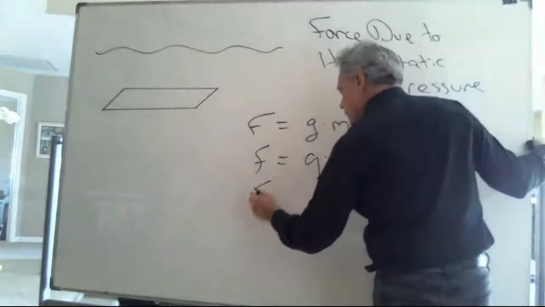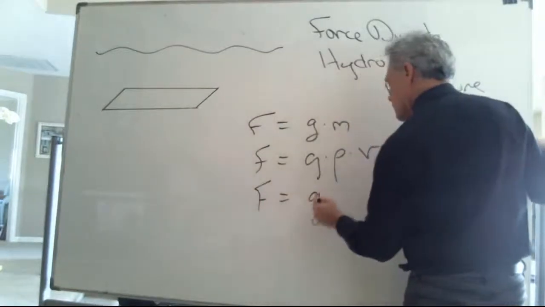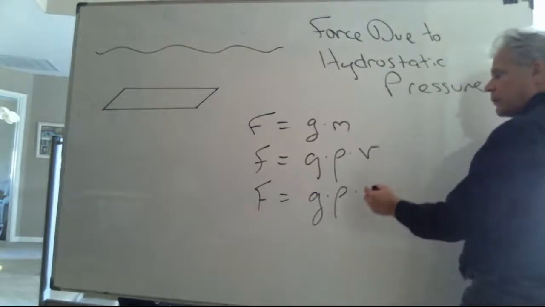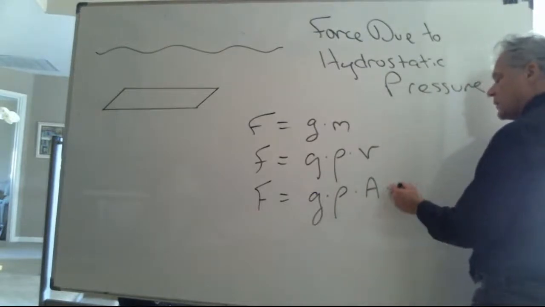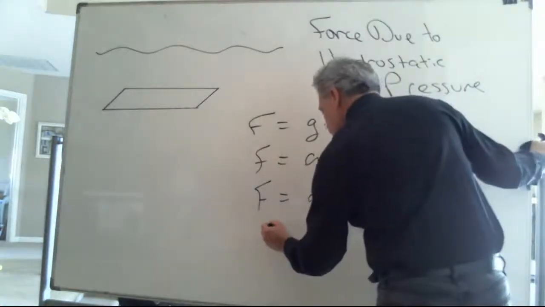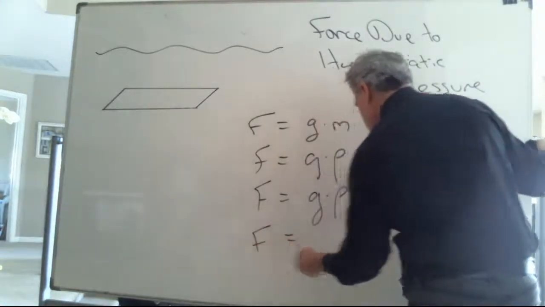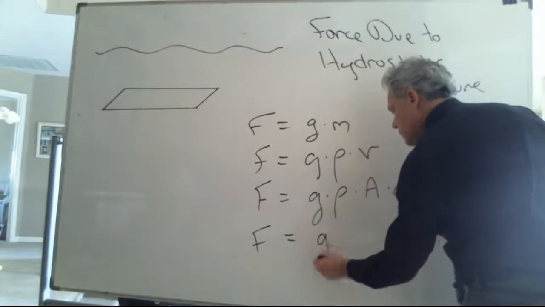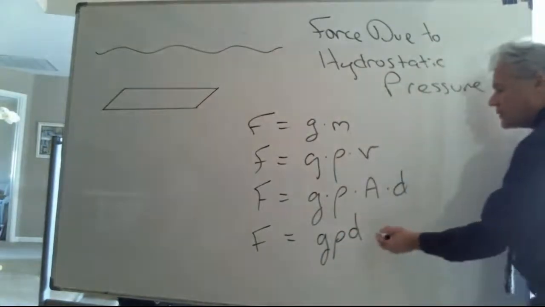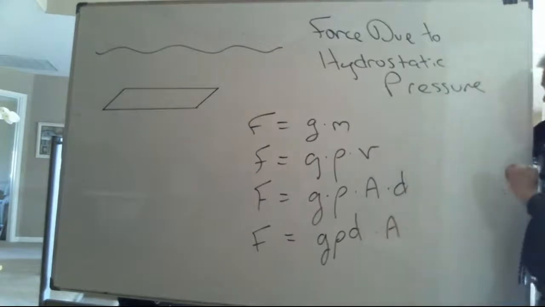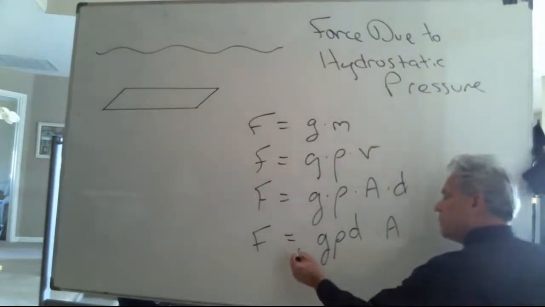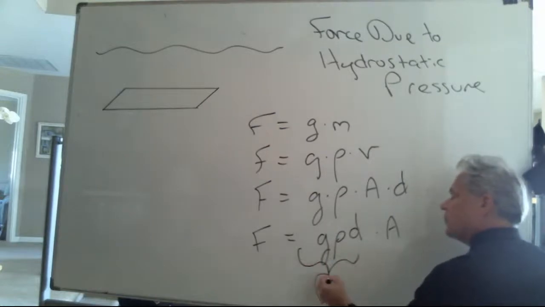However, it's also the case that the volume can be interpreted as the area of the base times how deep it is. I'll call it depth. And so if I so choose, I can think of the force as being this: the product of those two constants times the depth times the area of the base. And I sometimes refer to this computation right here as the pressure.